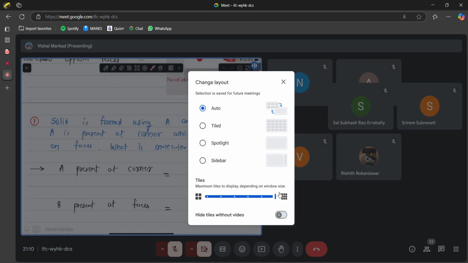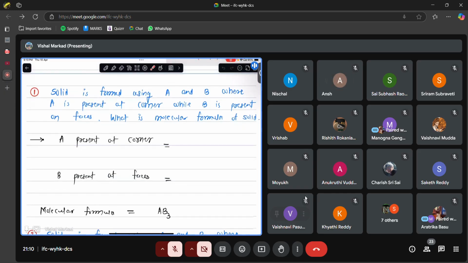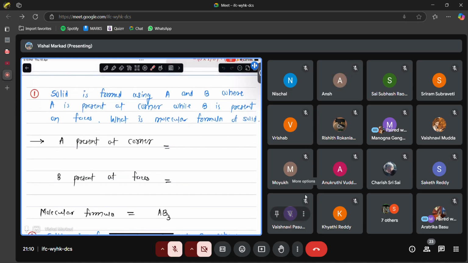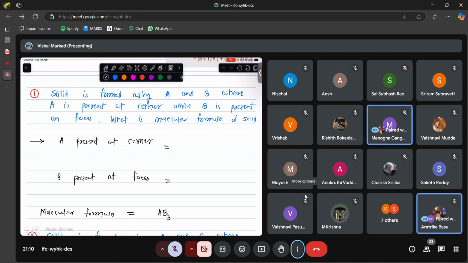Now we will solve some questions so that it will be more clear. What is the question given? A solid is formed using A and B, where A is present at the corner. What is the contribution from each corner? 1/8. Total how many corners are there? 8 corners. So total A atoms will be 1, because A is present at the corner.